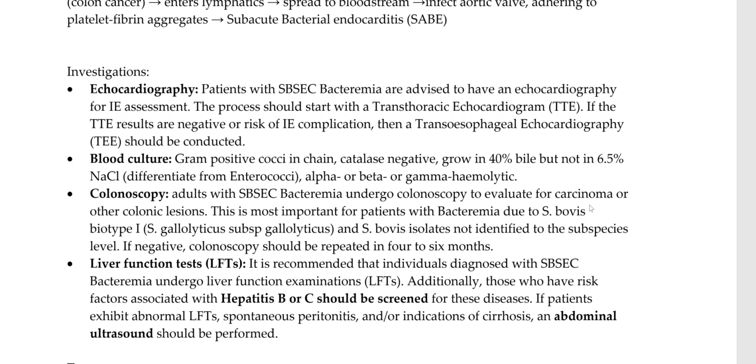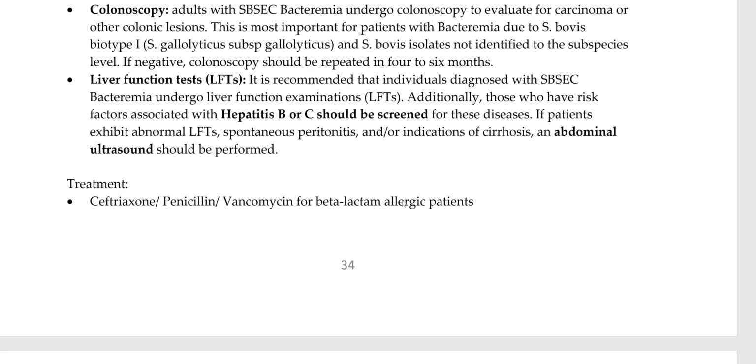Patients with this bacteremia should also undergo liver function tests because these bacteria are also very strongly associated with spontaneous bacterial peritonitis. So those who have risk factors associated with either hepatitis B or C should also be screened for this disease. If the patient exhibits abnormal LFT or spontaneous peritonitis or indication of cirrhosis, then you should also do abdominal sonography or ultrasound.